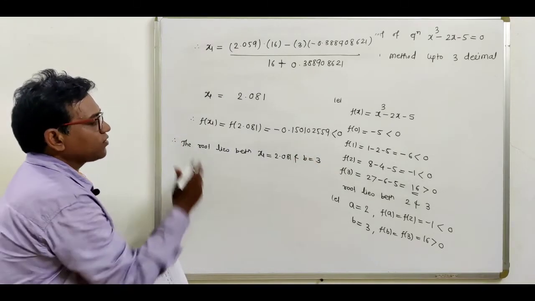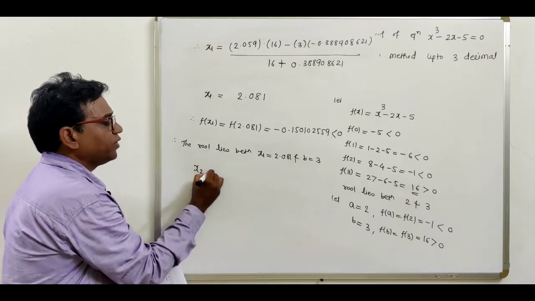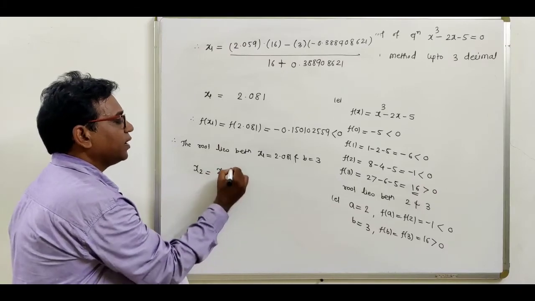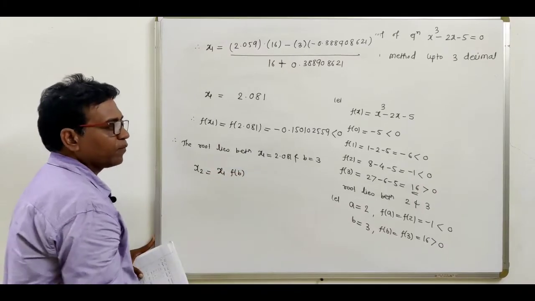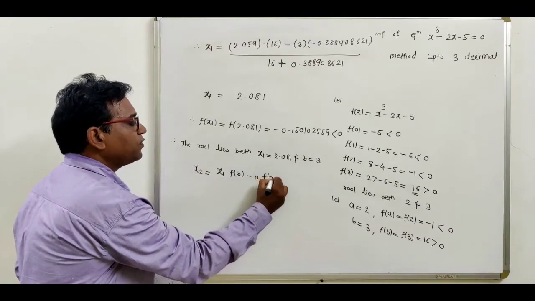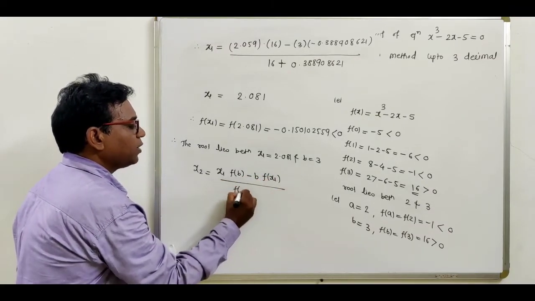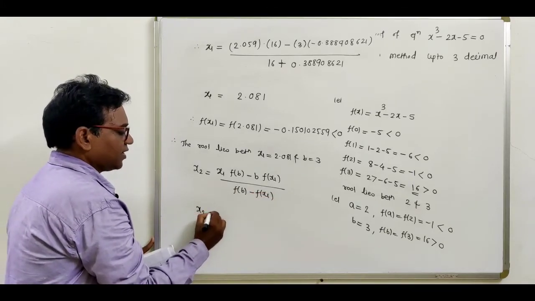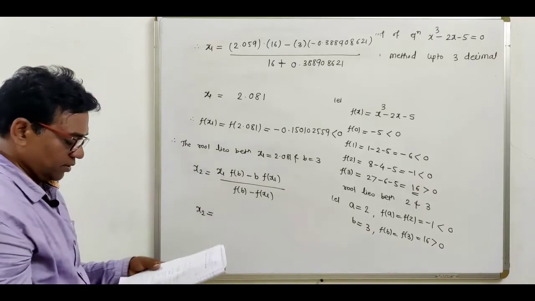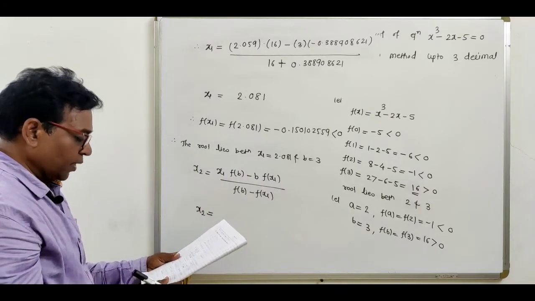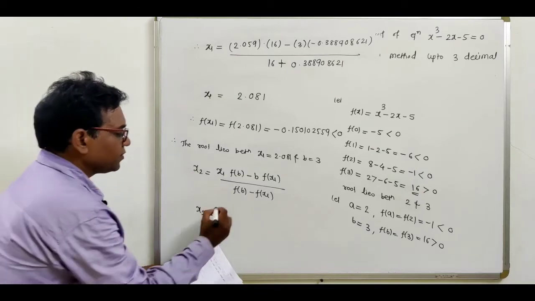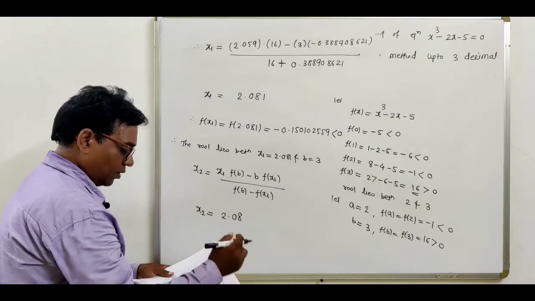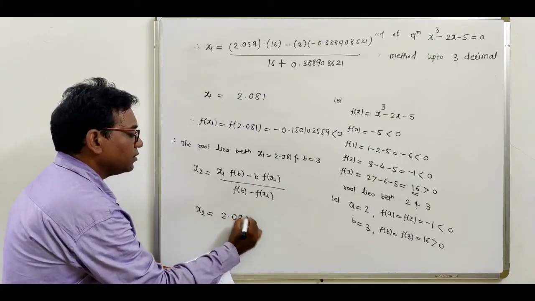So find out the next approximate root, which is x2. So x2 is equal to, so write down the formula in terms of x1 and b. So this is x1 into opposite functional value, that is fb, minus b into opposite functional value fx1, divided by fb minus fx1. So just put the values and find out this x2. So the value of x2 is 2.090.